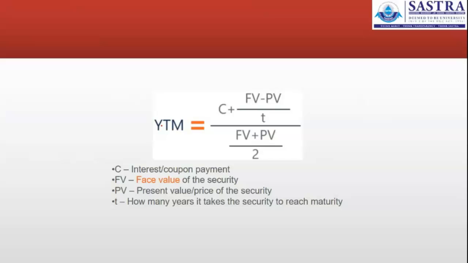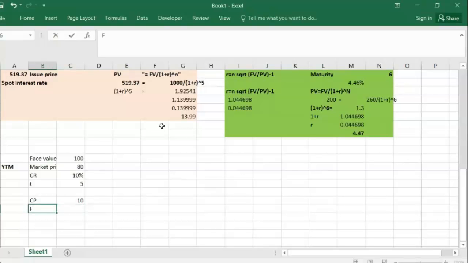Along with that, you are going to get the future value, which means face value minus market price. The face value of the instrument is 100 rupees minus the market price of 80 rupees, divided by T, where T is the number of years to maturity. The maturity period is given as 5 years. So it is 4 rupees.